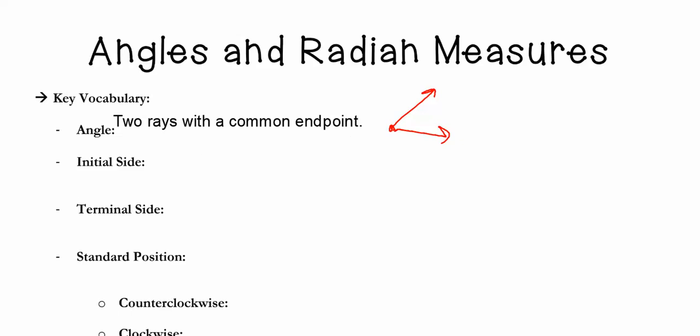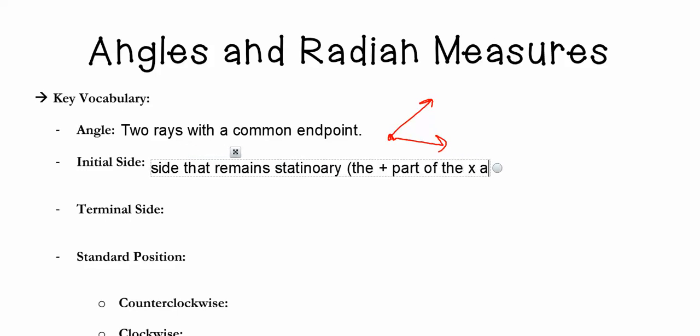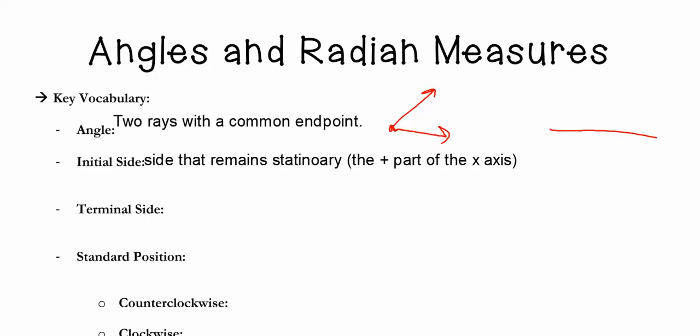And how we get the initial side of an angle. When I'm talking about this in relation to our trig unit, the initial side is the side that remains stationary. And it's always the positive part of the x-axis. So if I have a coordinate plane, the initial side is always the positive part of the x-axis. That right there is one half of my angle, and that's the initial side.